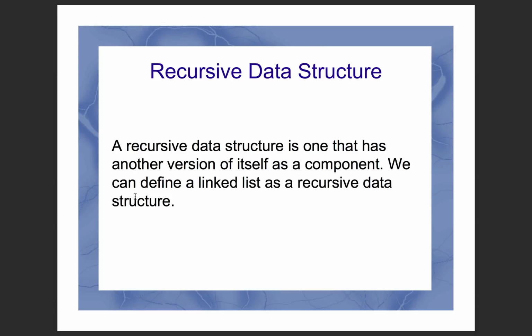We have already discussed that a recursive data structure is one that has another version of itself as a component, and we can define a linked list as a recursive data structure. We started with the recursive approach by giving an example of a list. A list has a recursive definition in itself, so a list has the definition of a list itself. Similarly, a linked list has the definition of the linked list itself. That's why these are called recursive data structures: you have several data, and you can apply similar functions on those data structures.